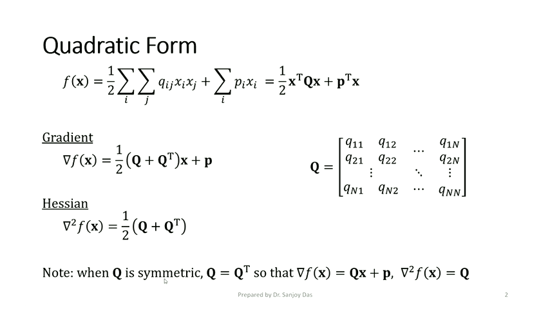Now, when Q is symmetric, then Q equals Q transpose, in which case this expression reduces to Qx plus p, and this expression reduces to del square f of x equals Q. Del f of x is simply Qx plus p, and del square f of x is Q.